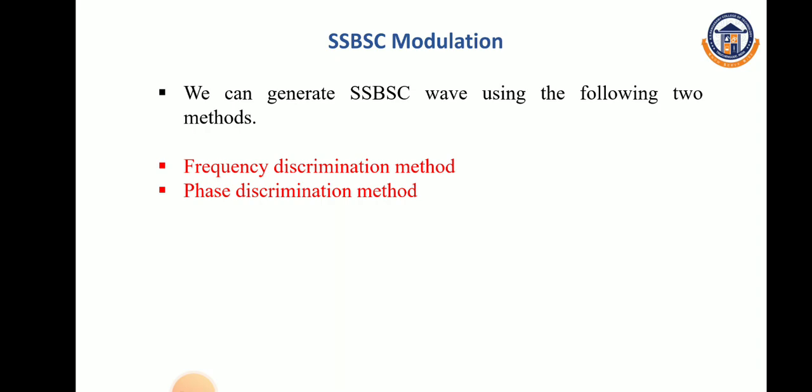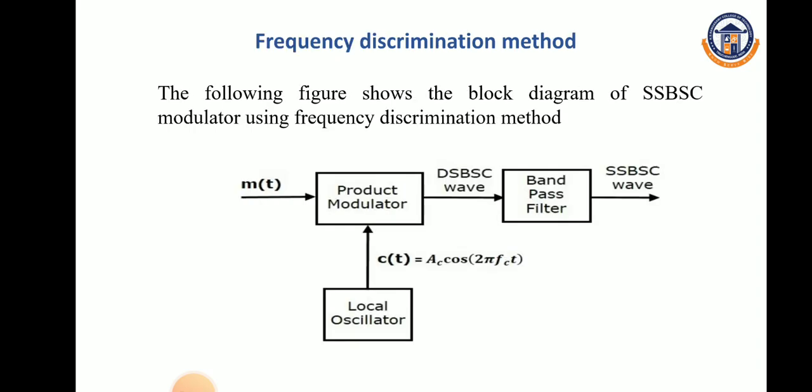One is the frequency discrimination method, another one is the phase discrimination method. So this is the diagram for the frequency discrimination method. Here we have the inputs m(t) and c(t). c(t) comes from the local oscillator, m(t) is the modulating signal, and the c(t) equation is Ac cos 2πfct.